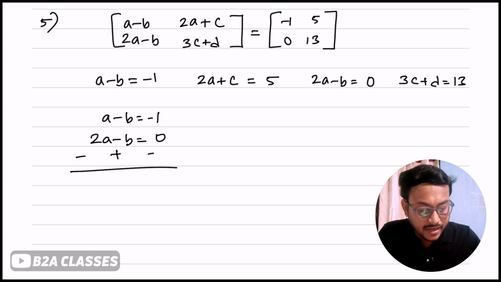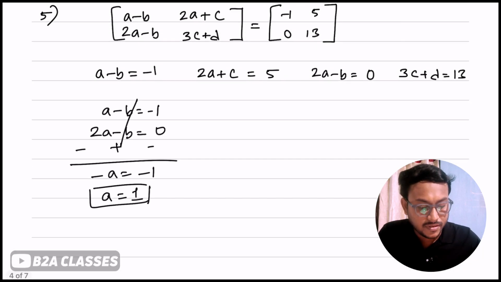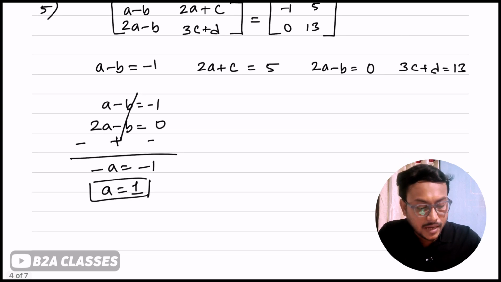सॉल्व करने पर माइनस b प्लस b कैंसल. a माइनस 2a इज माइनस a, माइनस वन माइनस जीरो इज माइनस वन. सो माइनस a इक्वल्स टू माइनस वन, विल बी a इक्वल्स टू 1. सो ये है पहला वैल्यू. नाउ a का वैल्यू को यहाँ पे पुट करके हम c निकाल सकते हैं.